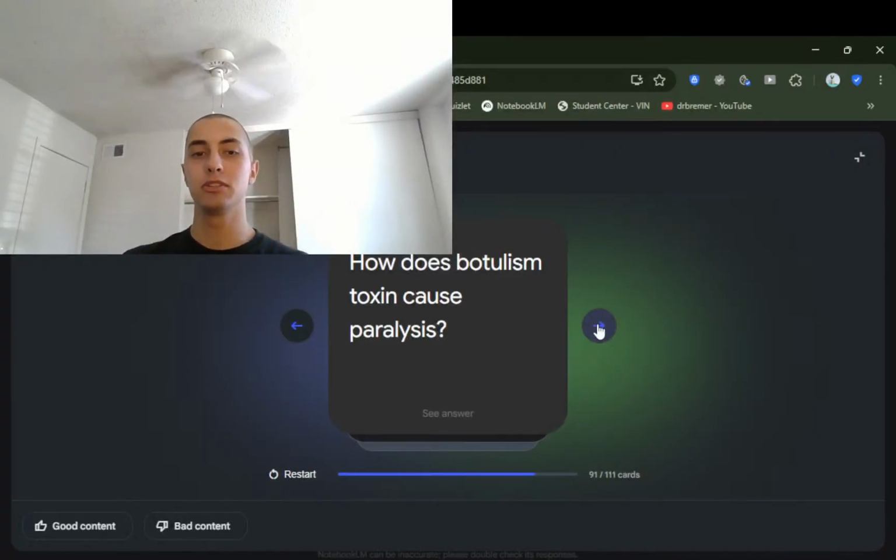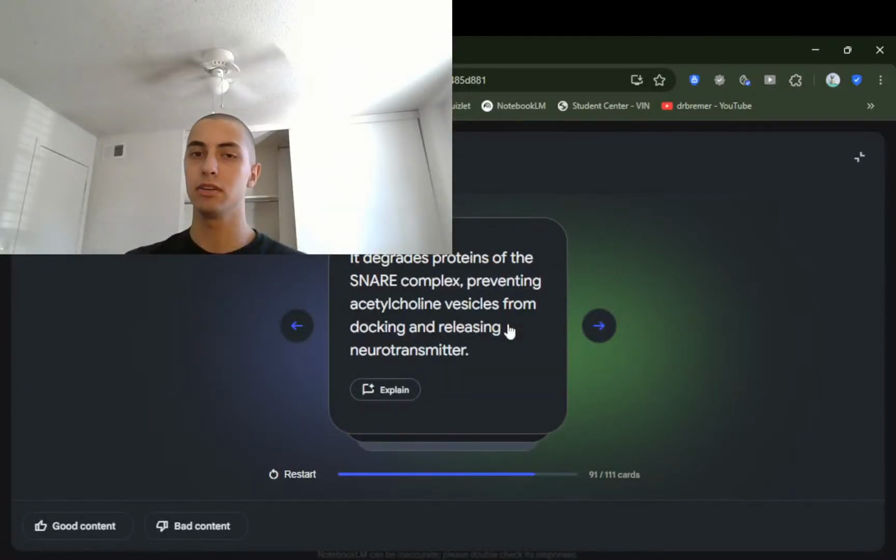How does botulism toxin cause paralysis? It inhibits, it degrades proteins of the snare complex, preventing acetylcholine vesicles from docking and releasing neurotransmitters.